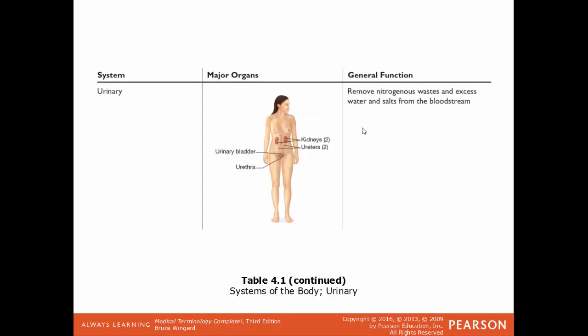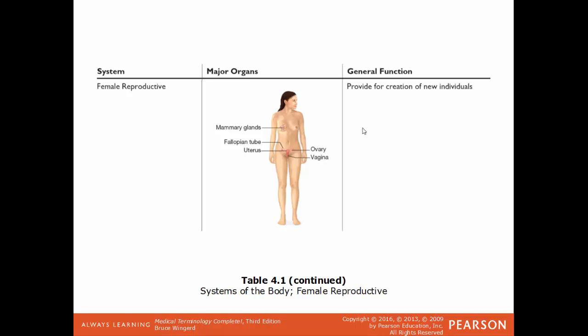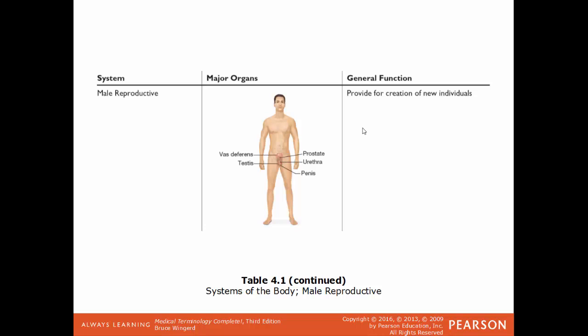Urinary system. This would include the kidneys and the ureters and the urinary bladder and then the urethra. And the function here is to remove nitrogenous waste and also to remove excess water and salts from the bloodstream. The reproductive system for females would include the mammary glands, fallopian tubes, uterus, ovaries, and vagina. The general function is to provide the creation of new individuals. And for the male reproductive system, major organs would include the penis, testes, the prostate, urethra, and various other glands.